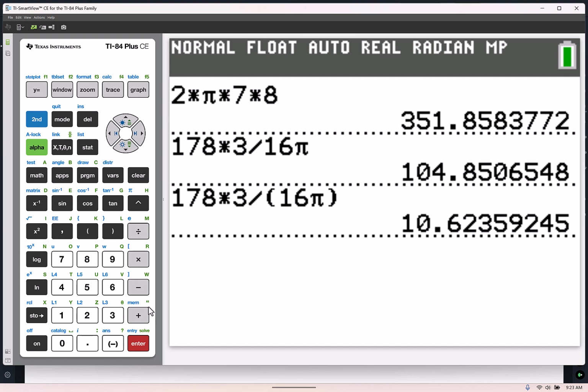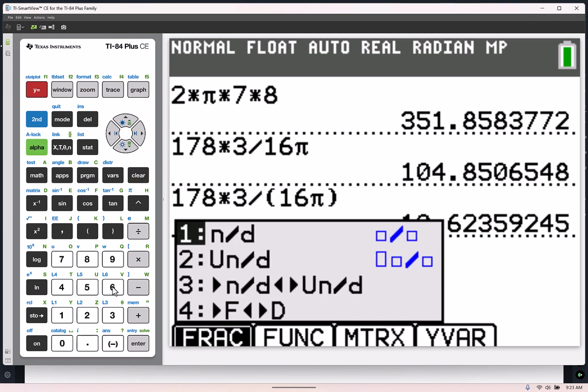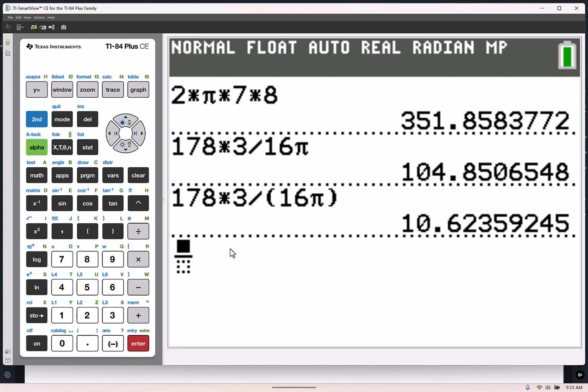Or always use the fraction feature. Alpha x, you get a little fraction if you have a new calculator, or alpha y, and you get the little fraction, push enter. And if you do this, you'll never get it wrong. Look, 178 times 3, and then you go to the bottom and you put 16 pi, and you'll never get it wrong like this. See?